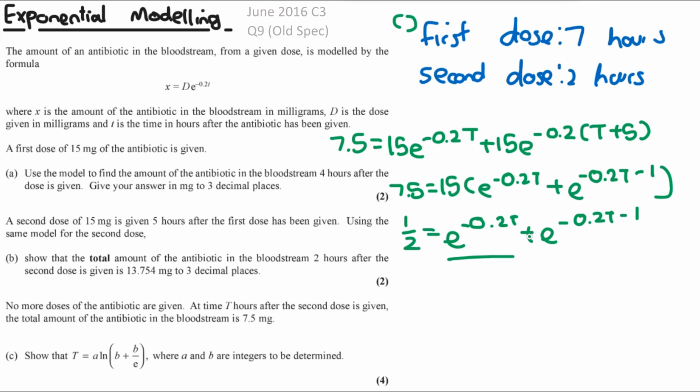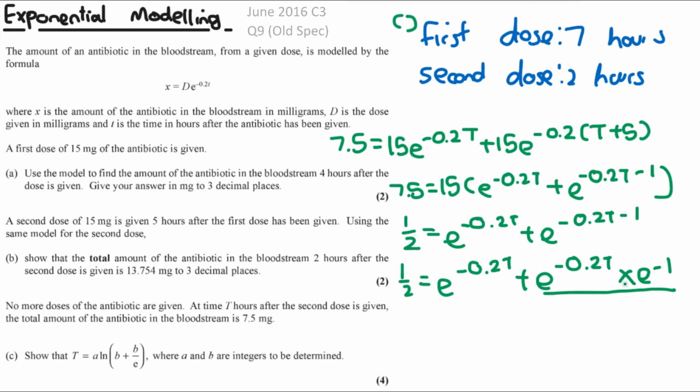Now, this is quite difficult to do anything with, but we notice that we have an e to the power of minus 0.2 t in both the terms. The only difference is we have this minus 1 at the end. But due to the law of indices, we can get rid of this by saying half is equal to e to the power of minus 0.2 t plus e to the power of minus 0.2 t, and then we can times e to the power of minus 1. Because remember how powers work. If we times these two together, the powers are going to add together to give this. So we can separate this into here.